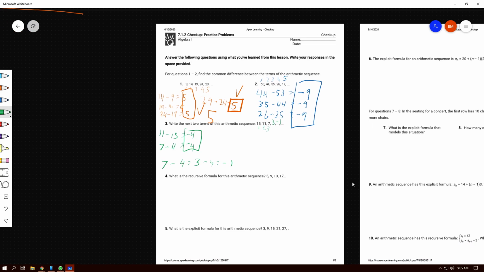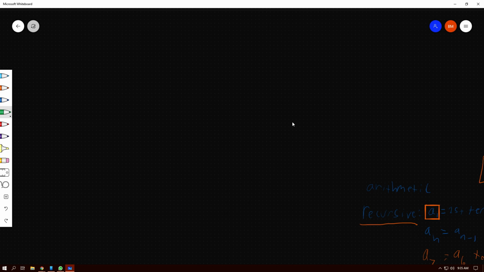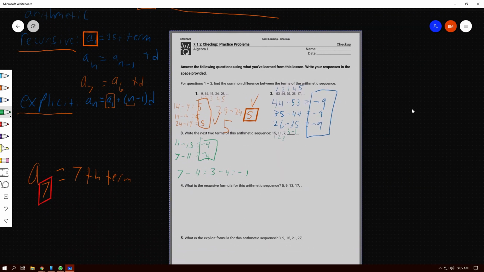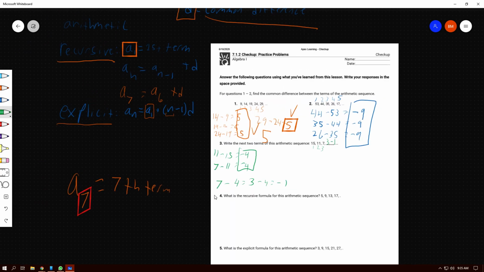Now, what is the recursive formula? Let's go back to what we had for the recursive. The recursive formula was a subscript n equals a subscript n minus 1 plus d. The only thing we need to plug in for this formula is the d. So I need to do 9 minus 5 is 4. 13 minus 9 is 4. So I'm going to go ahead and say my common difference is 4.